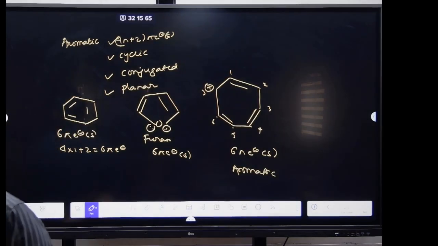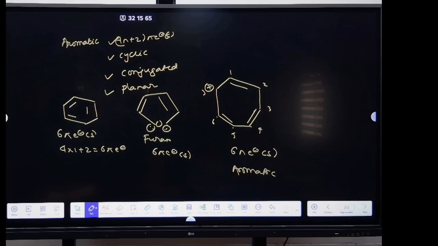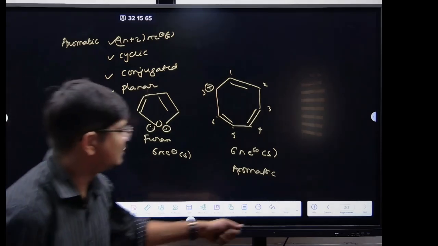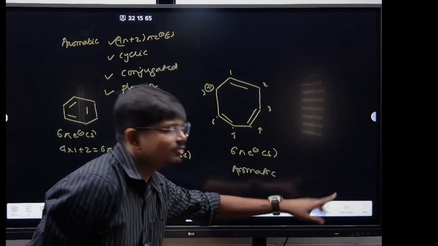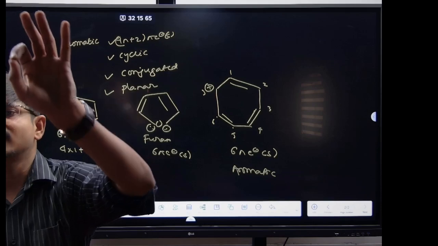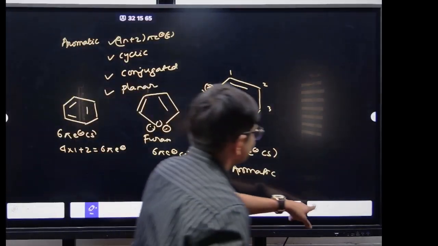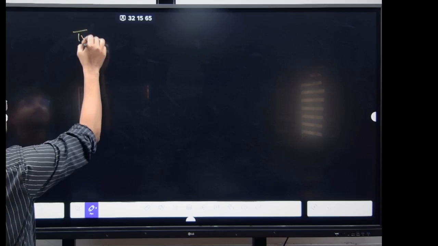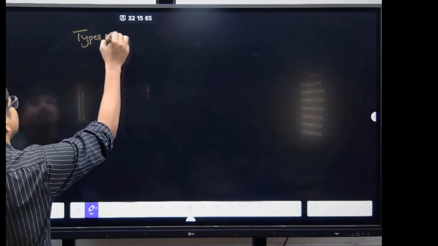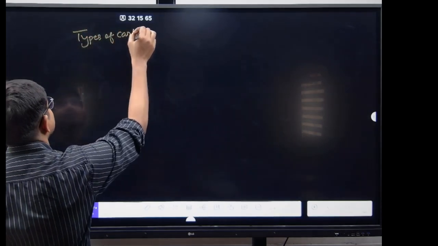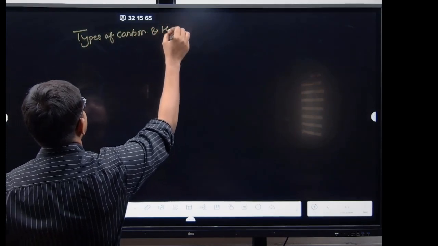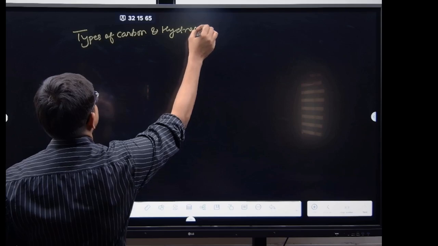Understood these things? Now the next topic: nomenclature of organic compounds, and also the types of carbon atoms. You know the meaning of primary carbon, secondary carbon and tertiary carbon. So what does this mean? The second topic is types of carbon, the types of carbon and hydrogen. What does this mean here?